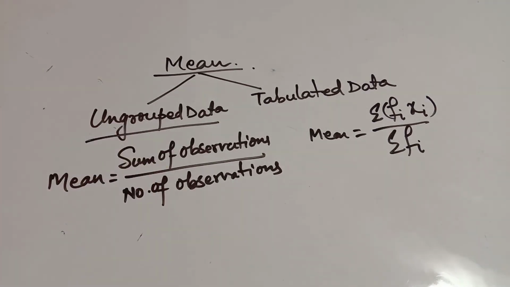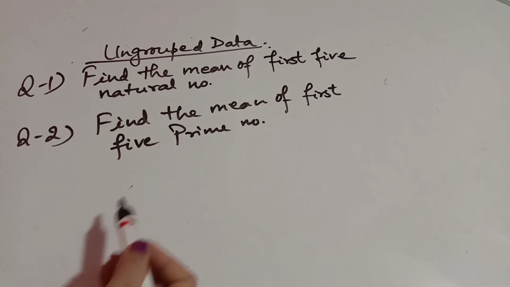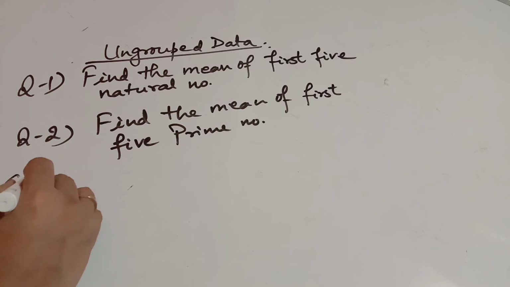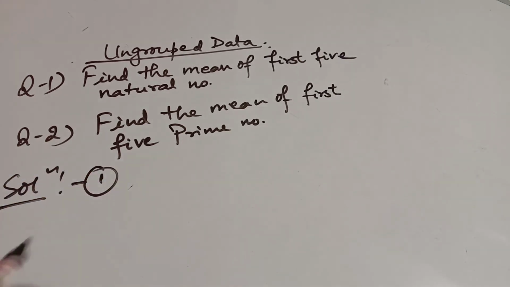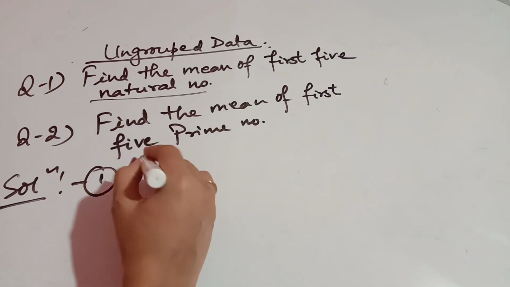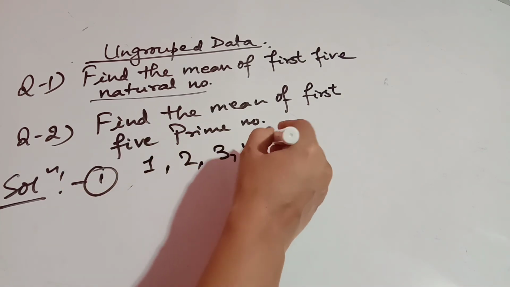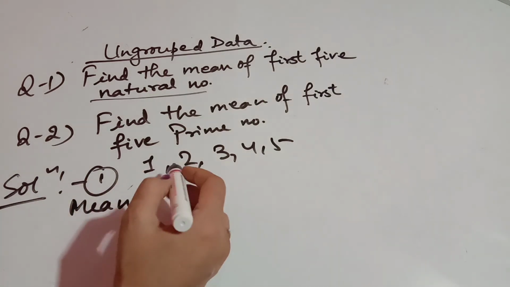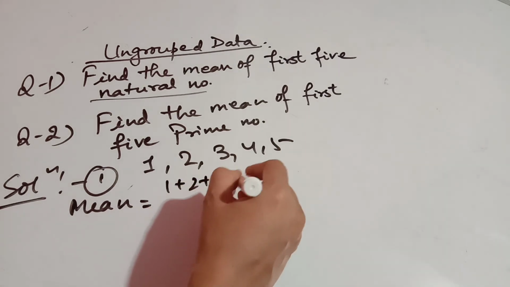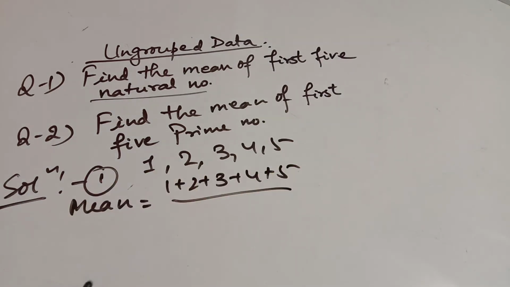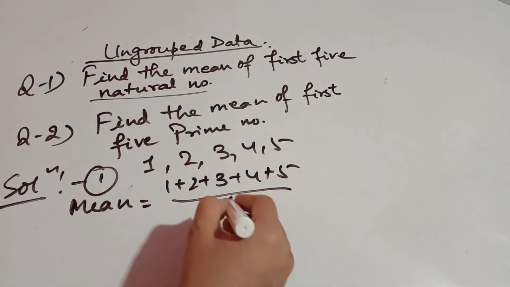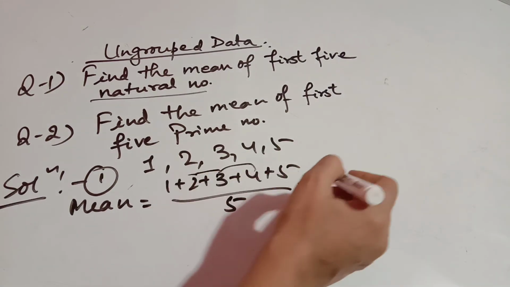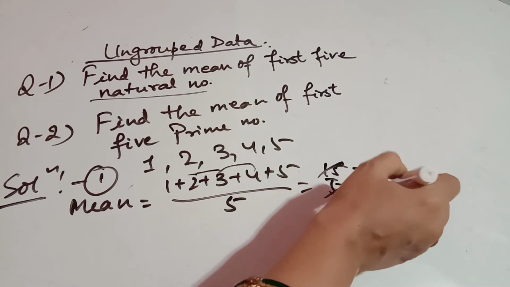The first case, ungrouped data. The questions are: find the mean of the first 5 natural numbers, and find the mean of the first 5 prime numbers. First, the solution of question 1. The first 5 natural numbers are 1, 2, 3, 4, 5. The formula of mean is the sum of observations, 1 plus 2 plus 3 plus 4 plus 5, divided by the number of observations. There are 5 numbers in total. Adding all the values gives 15, and 15 by 5 is 3. So the answer is 3.